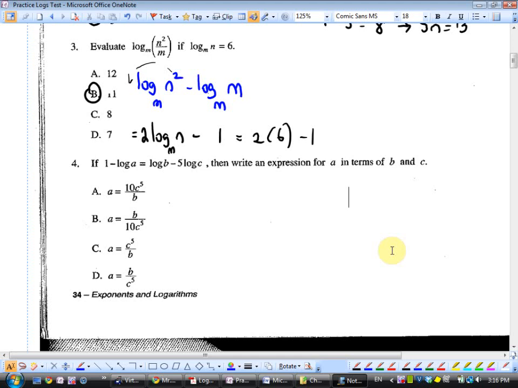Hey, see, I didn't know what they meant when they said write an expression for A in terms of B and C, but when I glanced at my answers, I went, oh, they want me to get the A by itself.